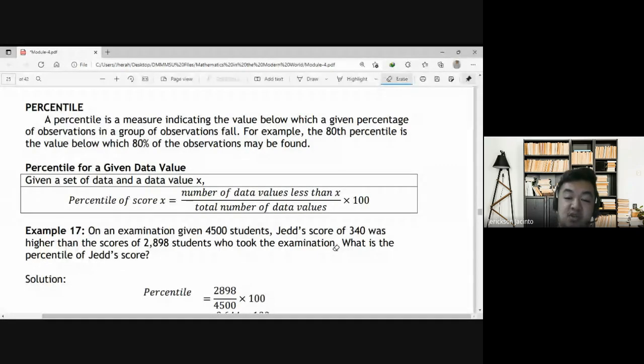Okay, so before we continue, of course, we're going to discuss the next part, the next content of our lesson 4, which is all about percentile. So kung naaalala nyo ba yung NKA or NAT ninyo noon? Nag-NAT na ba kayo? Nag-NKA na kayo?